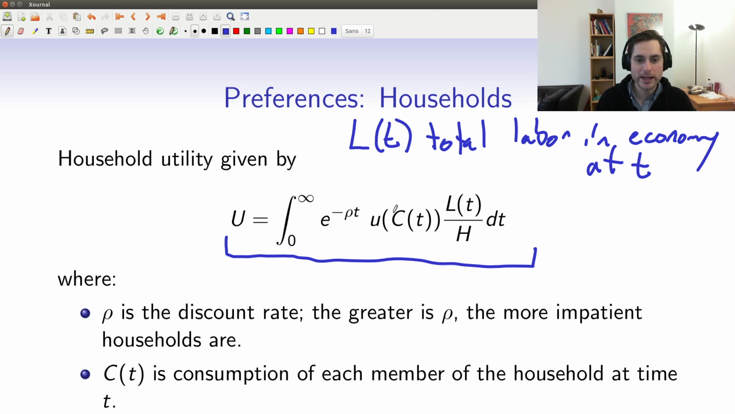How does the household aggregate up this utility? Well, at any point in time, this is like the instantaneous utility of the household: the number of household members times the utility per member. And then we're looking at this utility going from time 0 to infinity, and the household is going to discount this utility with rate rho. So what this says is, the higher is rho, the less households care about future generations or future times.